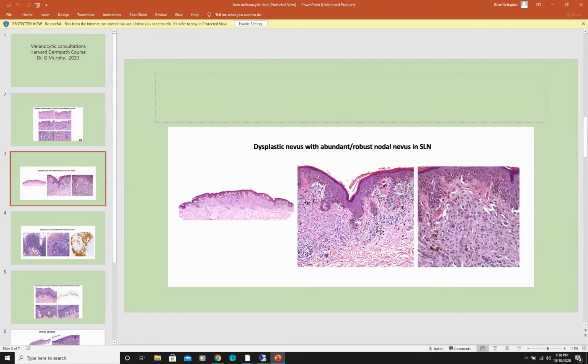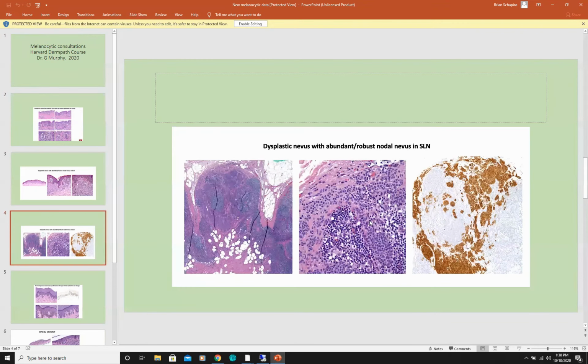The second thing that was interesting was a dysplastic nevus with an abundant nodal nevus in the sentinel lymph node. Here he had a case of a dysplastic nevus with all the bridging and concentric eosinophilic fibroplasia, shouldering like you see in a dysplastic nevus. And this patient had a sentinel node with extensive nodal nevus. So this is another potential pitfall.